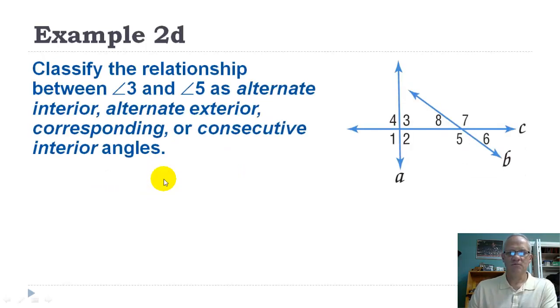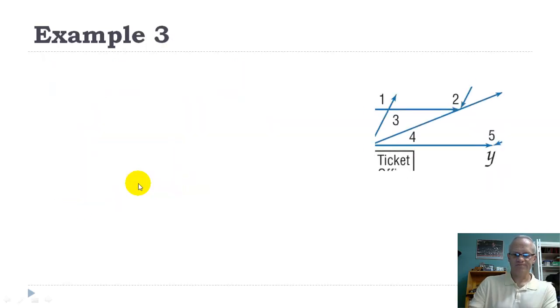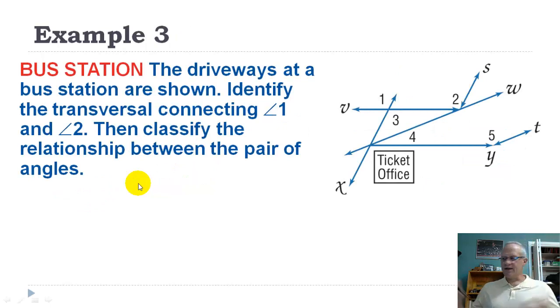All right, I think one more here, 3 and 5. What about 3 and 5? Well, again, you should probably look and say, hey, these are both interior. So if they're both interior, my choices are either alternate interior or consecutive interior. And you go, hey, these are on opposite sides of the transversal, so that would make them alternate interior. Okay. All right, good. Hopefully you're feeling a little bit better with that. All right, last one and we're done.